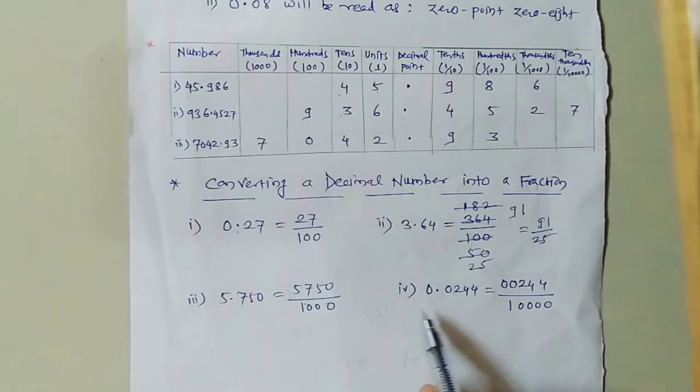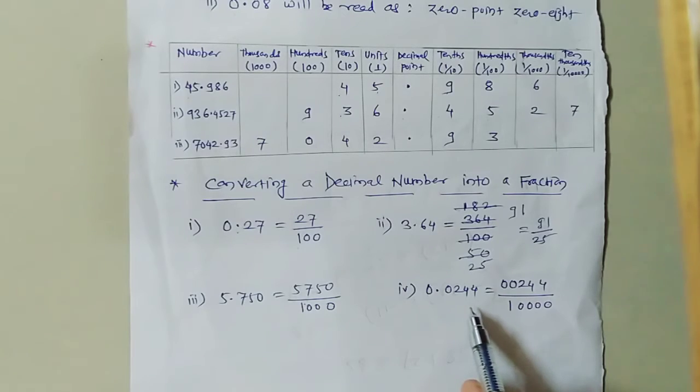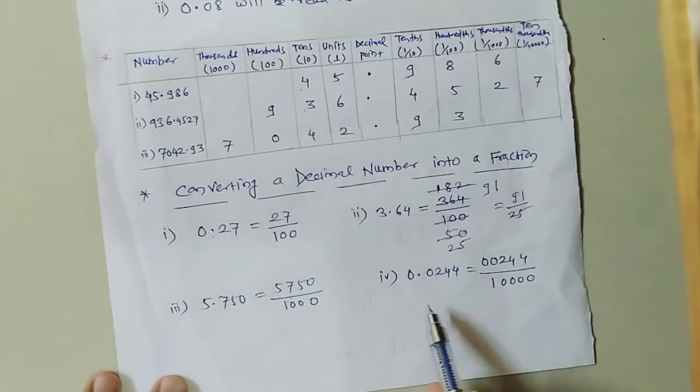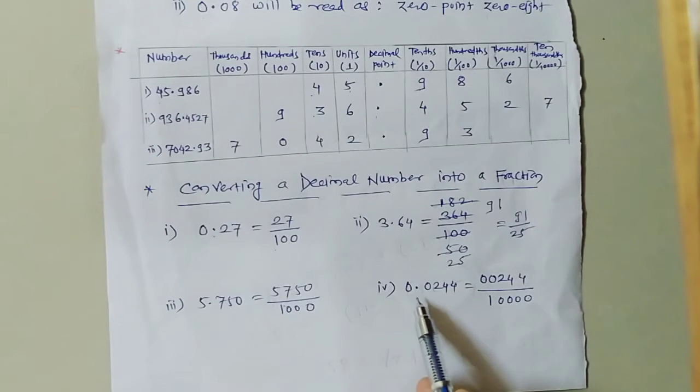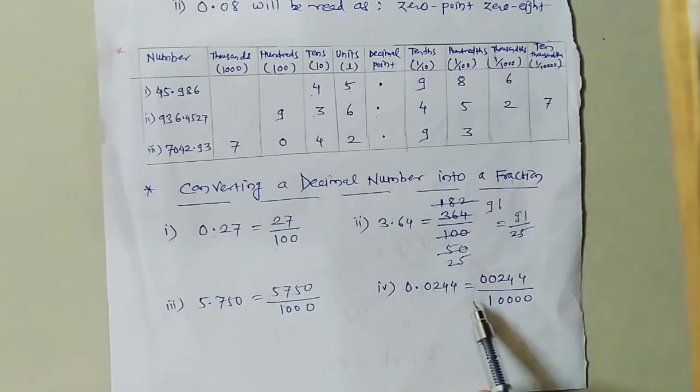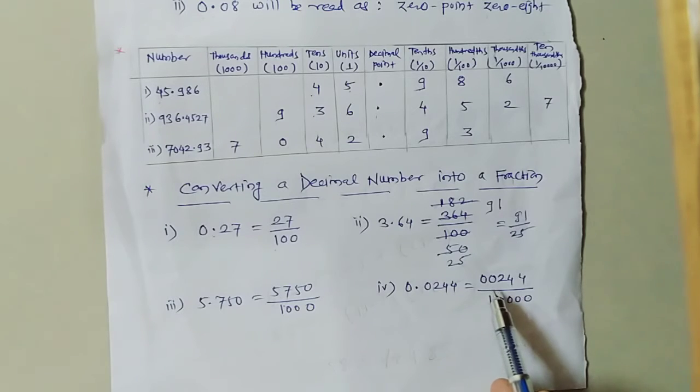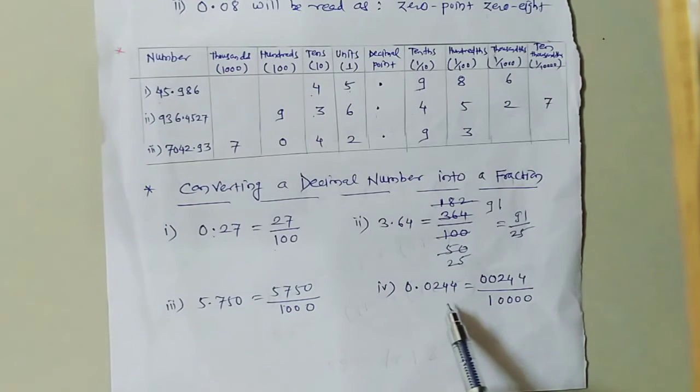Now another example you can see, 0.0244. So after the decimal point 4 digits are there. So you have to write 4 zeros to the right of 1. So it is 244 divided by 10,000. So 0.0244 you can express as a fraction, 244 divided by 10,000.